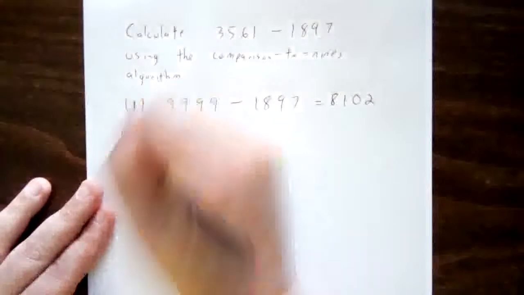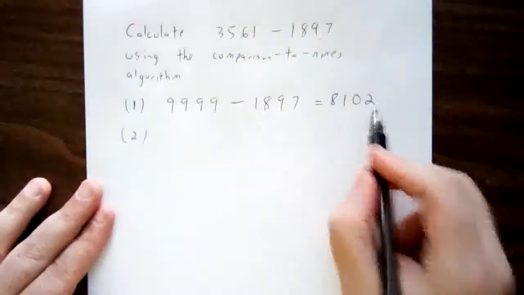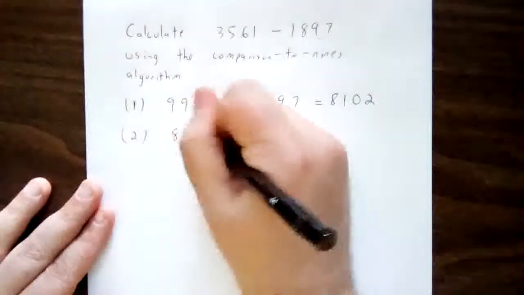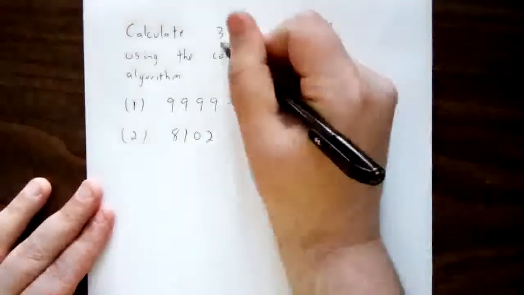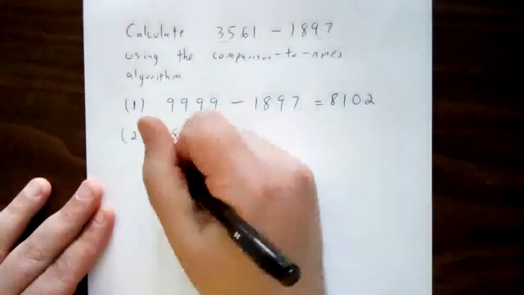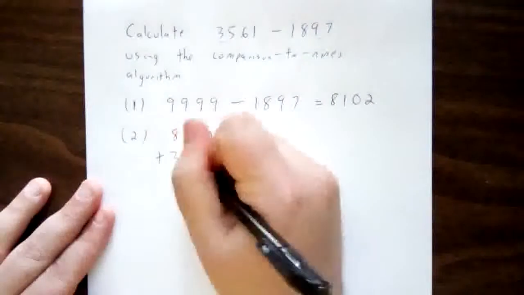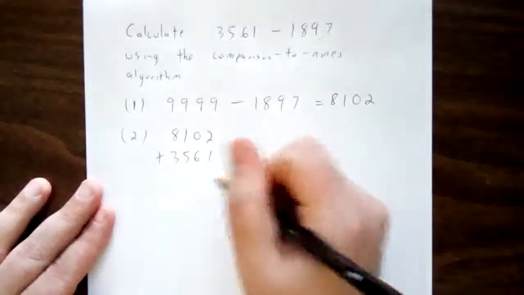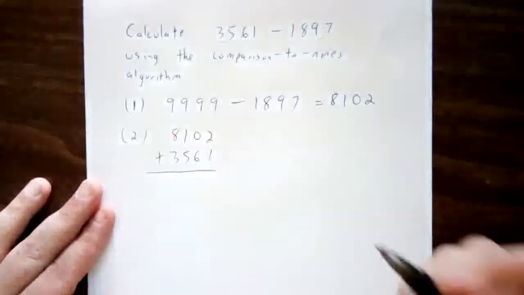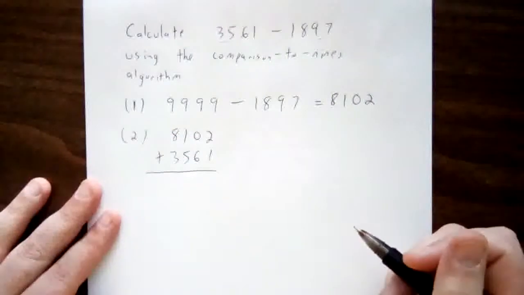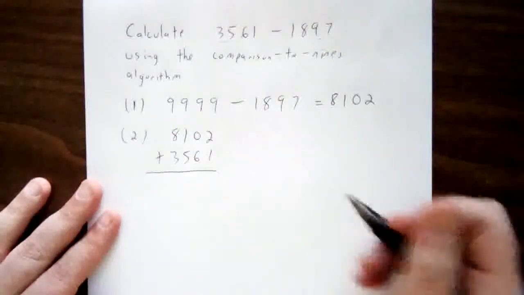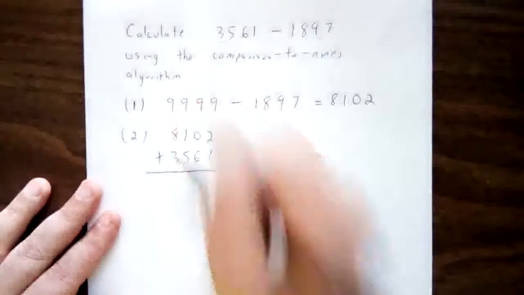The second step, we're now taking that difference that we found, that 8,102, and we're going to add on our minuend. We're going to add on the 3,561. And you could do that in whatever way you'd like. You can use the standard algorithm, you could use left to right addition. Doesn't really matter. I'll do left to right for fun.